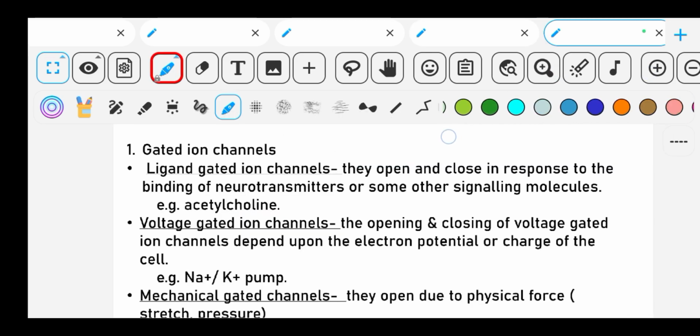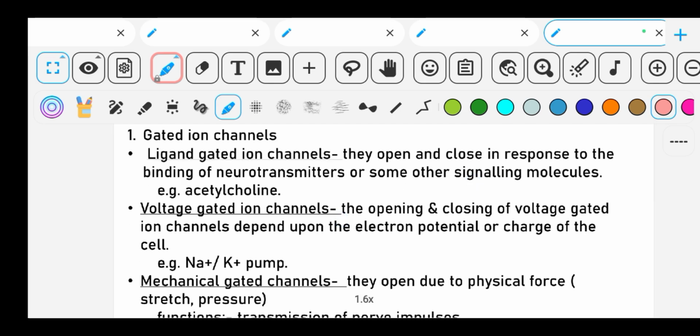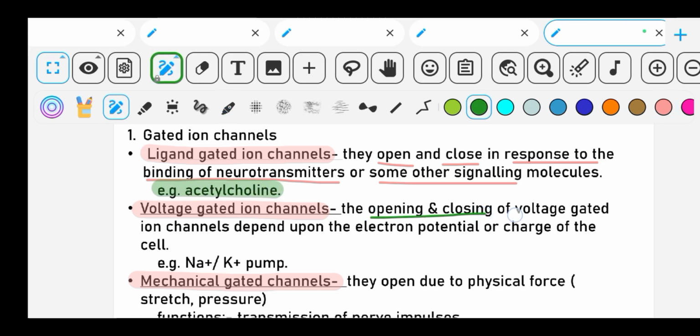Now see, what are gated ion channels? Gated ion channels consist of three types: ligand gated, voltage gated and mechanically gated. Now the ligand gated ones open and close in response to the binding of neurotransmitters or some other signaling molecules, like acetylcholine. Then voltage gated ion channels, the opening and closing of the voltage gated ion channel depends upon the electric potential or charge of the cell. Suppose we are having the sodium and potassium pump.